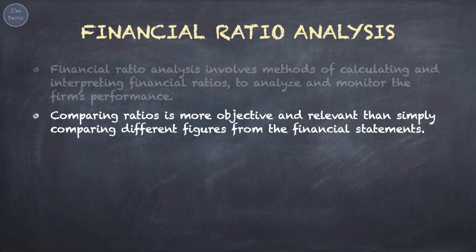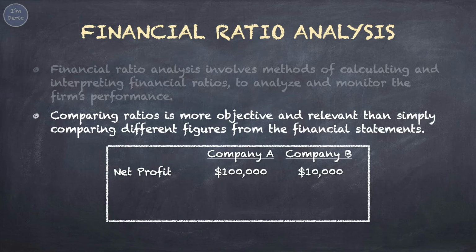Comparing ratios is more objective and relevant than simply comparing different figures from the financial statements. Let's take an example. Net profit of Company A is $100,000, whilst for Company B is $10,000. So, Company A has made more profit than Company B. Can we simply make a conclusion by saying, Company A is better than Company B? Of course not. One more thing we have to consider is the sales.